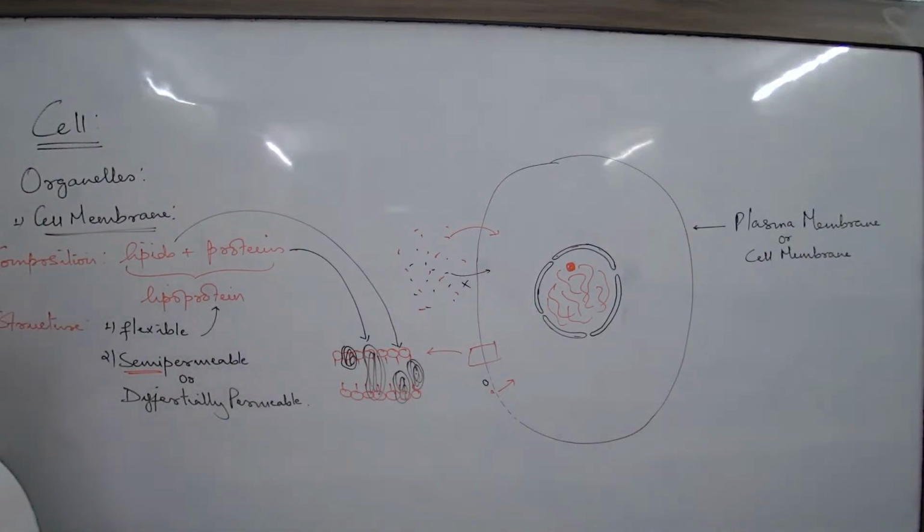Why is the plasma membrane known to be semi-permeable? The plasma membrane is known to be semi-permeable because it allows the movement of only certain substances and does not allow the movement of others.